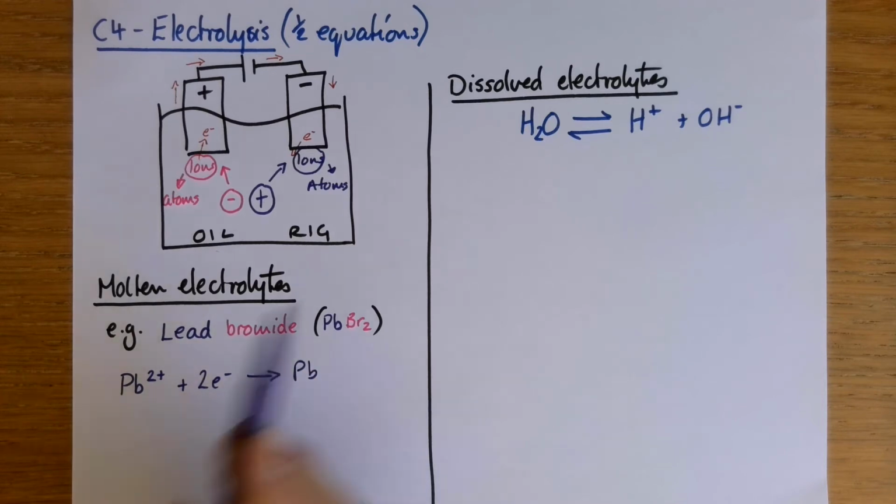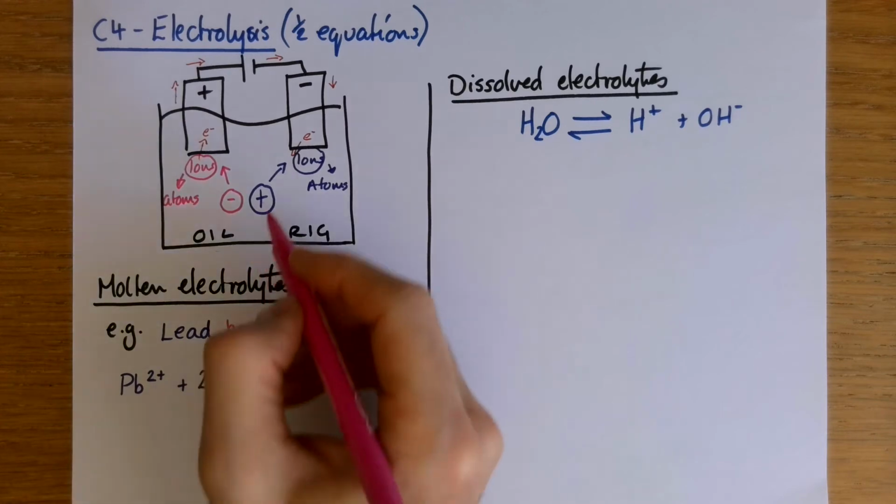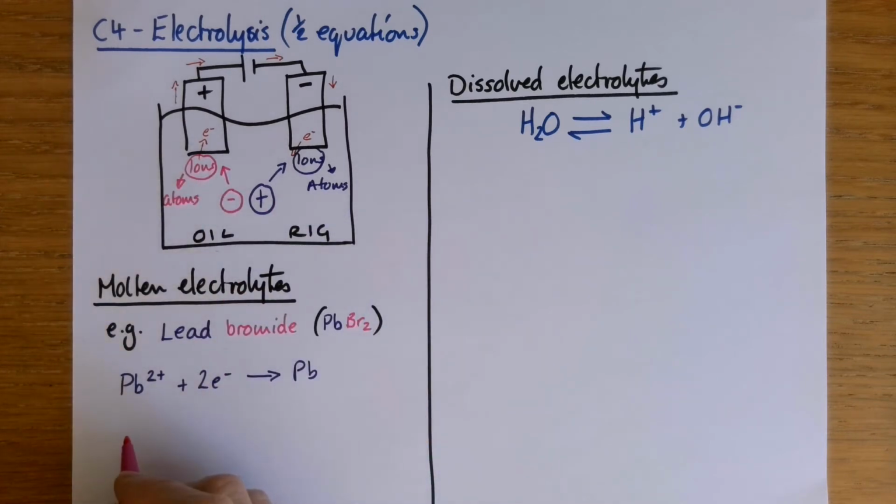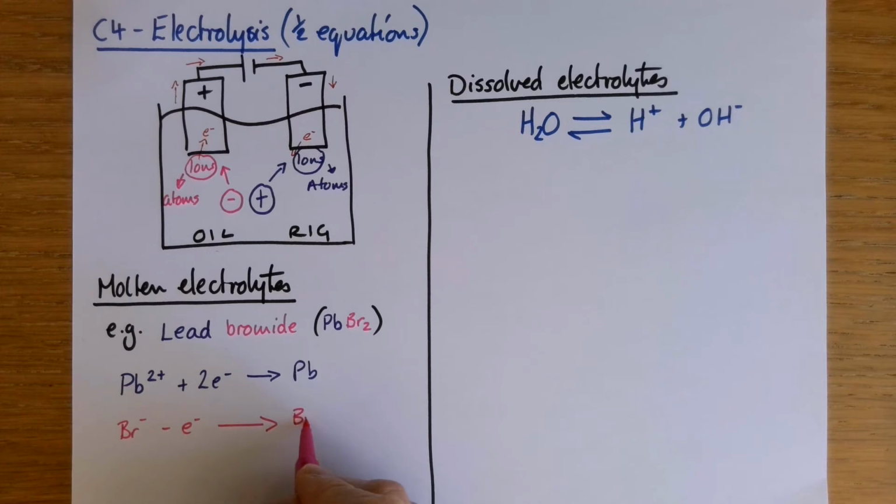The bromide, again, every bromide ion that turns up is going to lose an electron, which has a negative charge. However, bromides, when they turn into atoms, don't stay as single atoms. They actually form bromine molecules. So it's Br2, which means we've got to go back to the equation and balance it up. So I need 2 bromide ions to lose 2 electrons in total in order to make a bromine molecule. And this is common with all of the halogens.